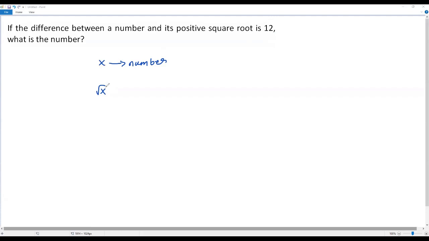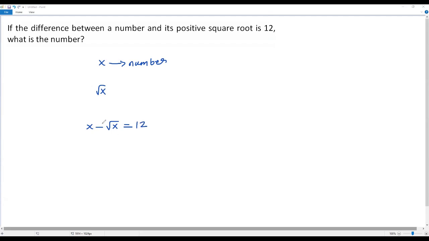So what we have to do is subtract the smaller value, square root of x, from the bigger value x, because in the given information the difference is a positive value. Okay, now let me do it. x minus square root of x. This gives the difference between a number and its square root. According to the information, it is equal to 12.